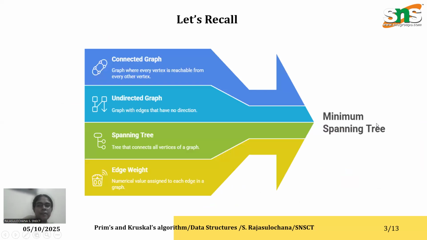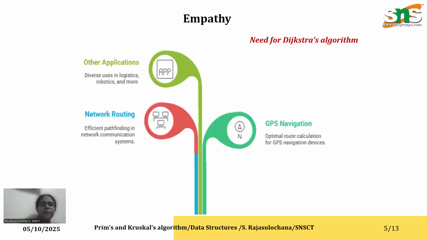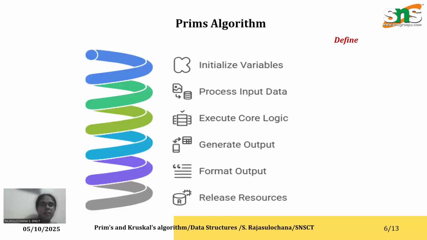These are the topics we have discussed earlier. We have seen what a connected graph, an undirected graph, and a spanning tree are. We have seen what edge weight means, what the weight associated with each edge means, and the need for Dijkstra's algorithm. Now let us discuss the two algorithms used for constructing minimum spanning trees. As I discussed in the earlier lecture video, the two main algorithms are Prim's algorithm and Kruskal's algorithm.